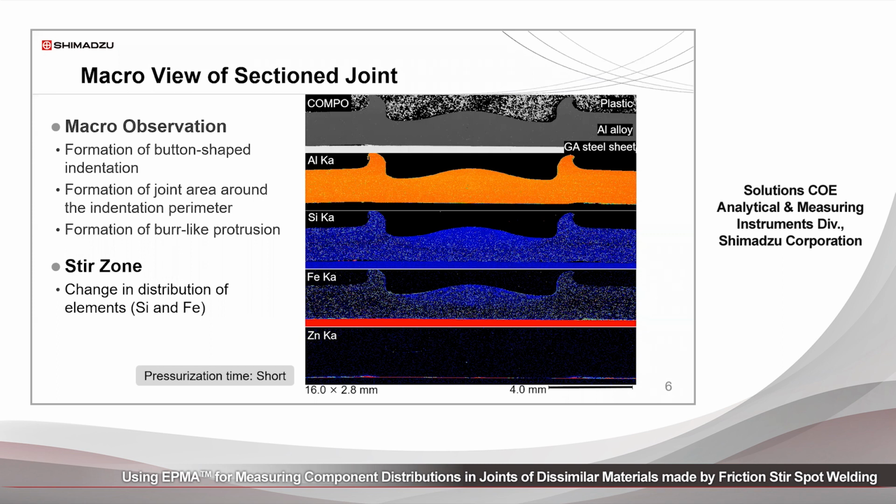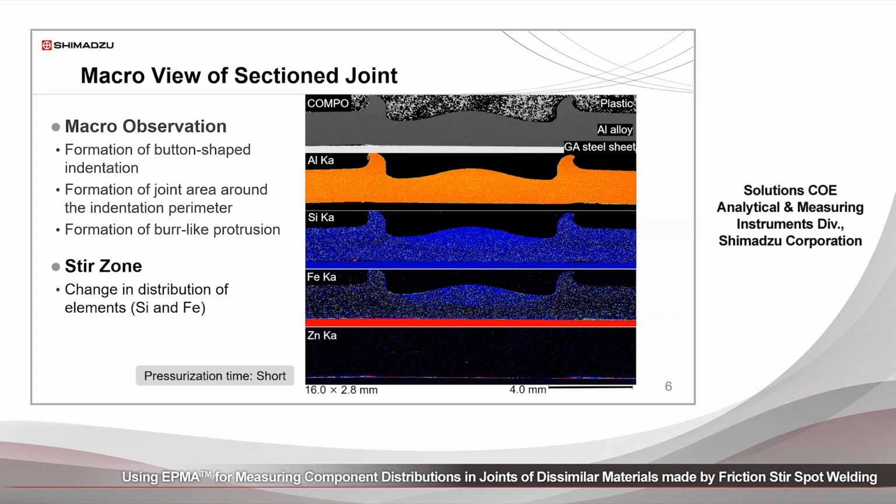Pictured here is, again, a macroscopic view of the section joint that was made by shearing the weld. This is an SEM backscattering image in the compo mode. Again, you see the plastic resin at the top, the aluminum alloy in the middle, and the galvanneal steel sheet at the bottom.